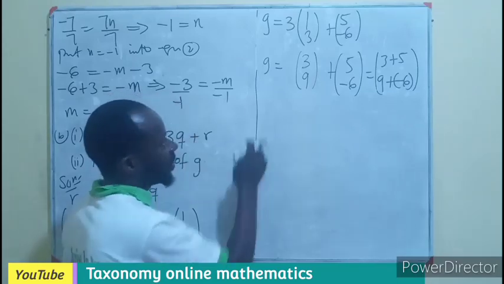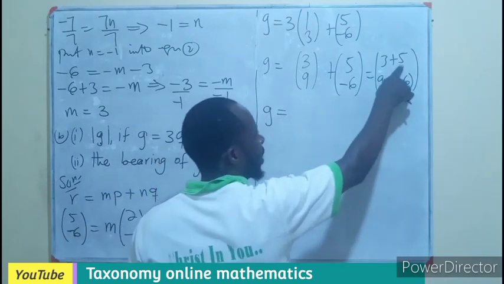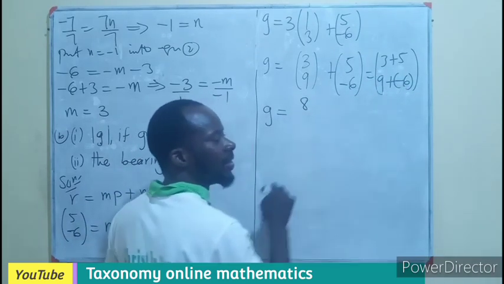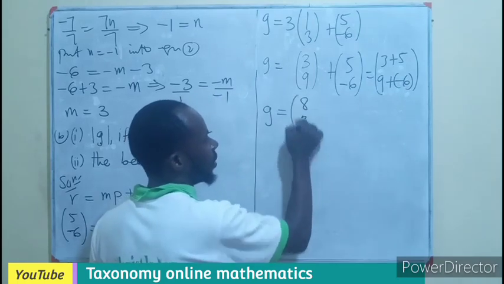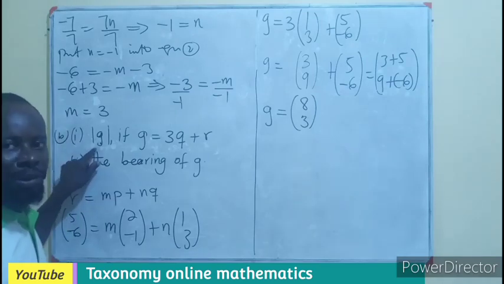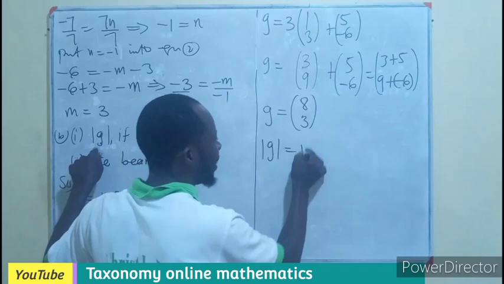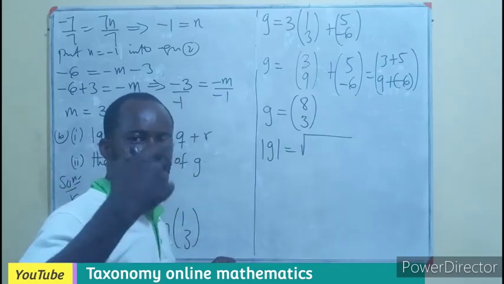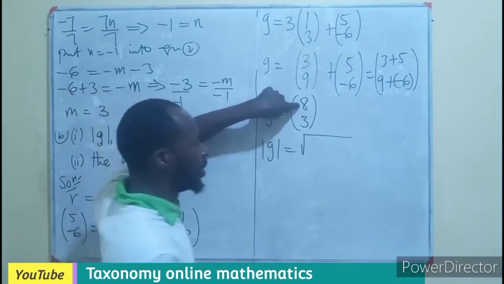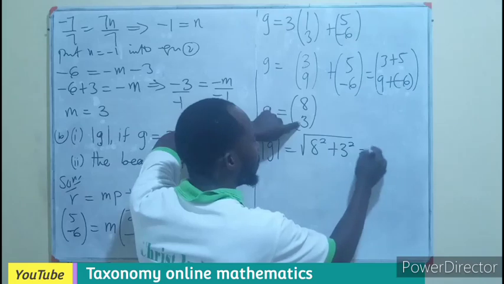Okay, so let's see what the value of vector g will be. 3 plus 5 will be 8. 9 minus 6 will be 3. So this is the vector g. But our attention is on the magnitude of g. Therefore, the magnitude of g will be the square root of x squared plus y squared. Meaning the x coordinate will be 8, and the y coordinate will be 3.